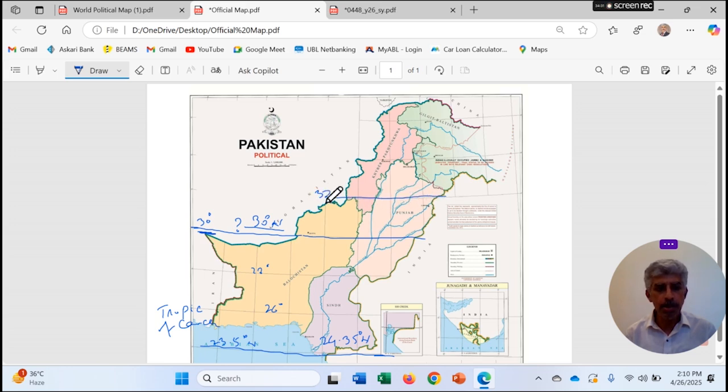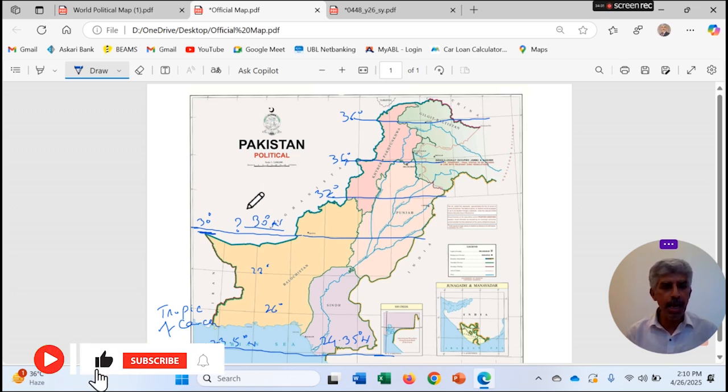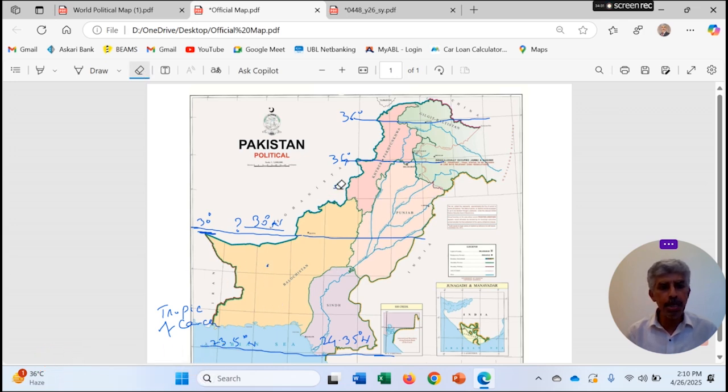This is 32°. And here is this line, this is 34°, and right at the top, just below the top boundary of Pakistan, this one is the 36°. But all these lines are not asked, only 3, as I told you. I'm going to erase the rest and you will be watching only those 3 lines which may come in your exam to be labeled.